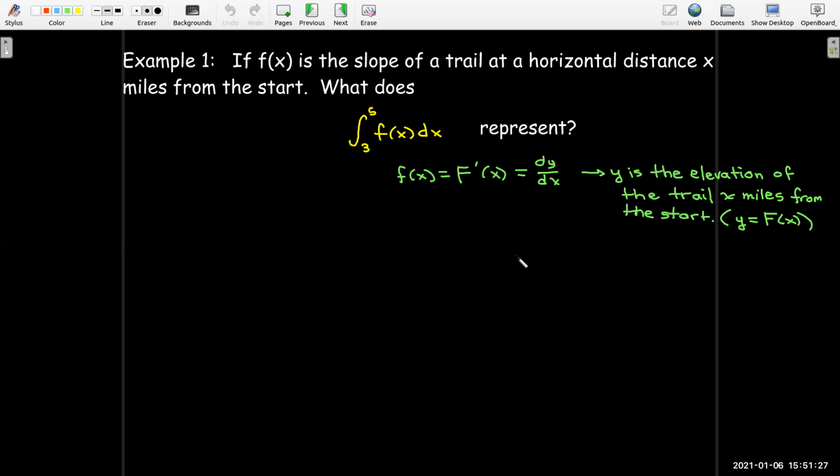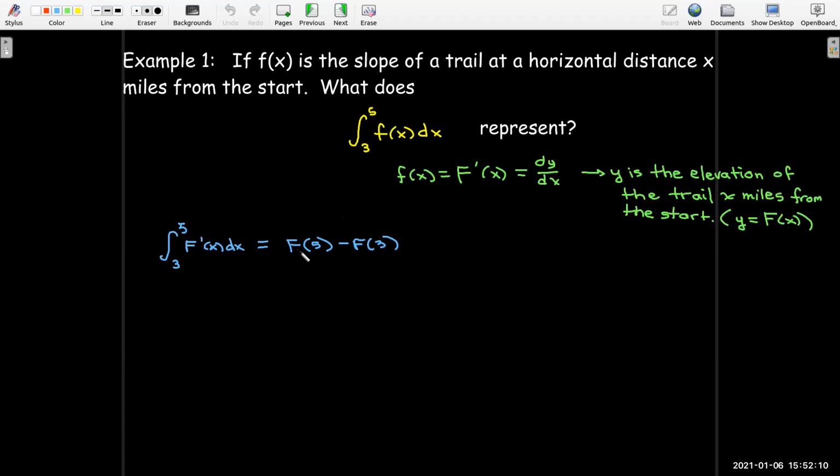And I'm going to use uppercase F because uppercase F will be the antiderivative of lowercase f to represent the elevation. So our definite integral can be written as the definite integral from 3 to 5 of uppercase F prime of x dx, which from the fundamental theorem will just be uppercase F evaluated when x equals 5, and then subtract off uppercase F evaluated when x equals 3.